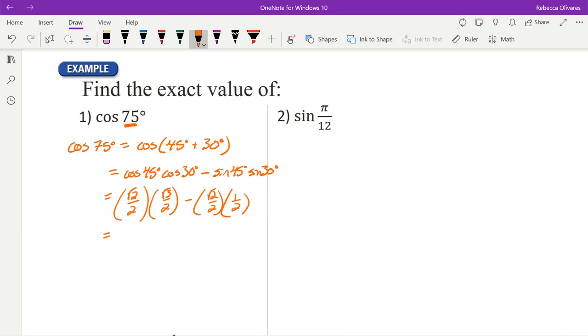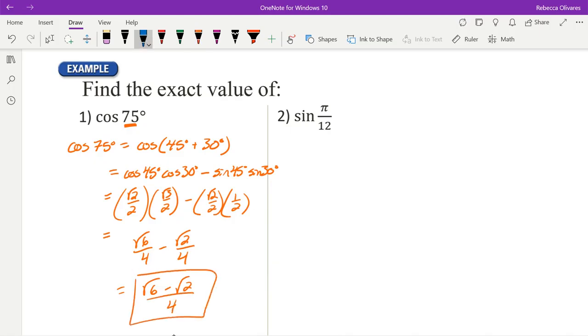And then we multiply those. Remember, when you're multiplying radicals, you multiply what's underneath. So it's going to be the square root of 6 over 4 minus the square root of 2 over 4. And we can put that all over one denominator, square root of 6 minus the square root of 2 over 4. No, you cannot simplify the root 6 minus root 2. Let's take a look at the next one.